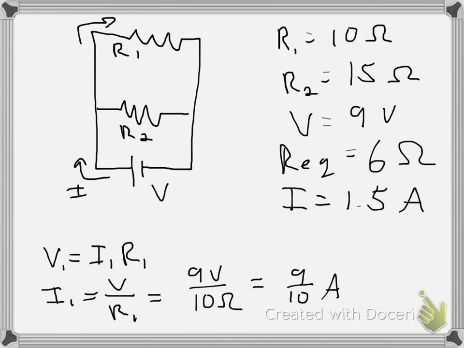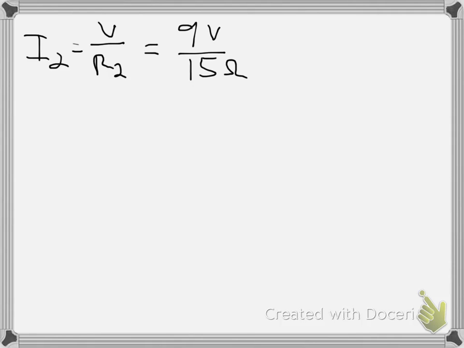Now I want to calculate the current in R2, the current that splits off this way and goes to R2. So I do it the exact same way. I'm going to go to a new page, but I've got the current in 2 equals the voltage divided by the resistance of R2. If I plug in numbers, I've got 9 volts. That's terrible writing. 9 volts over, what do I have? 15 ohms? Yeah. 15 ohms. And that equals 3/5 amps. And again, I'm going to perform the same check.